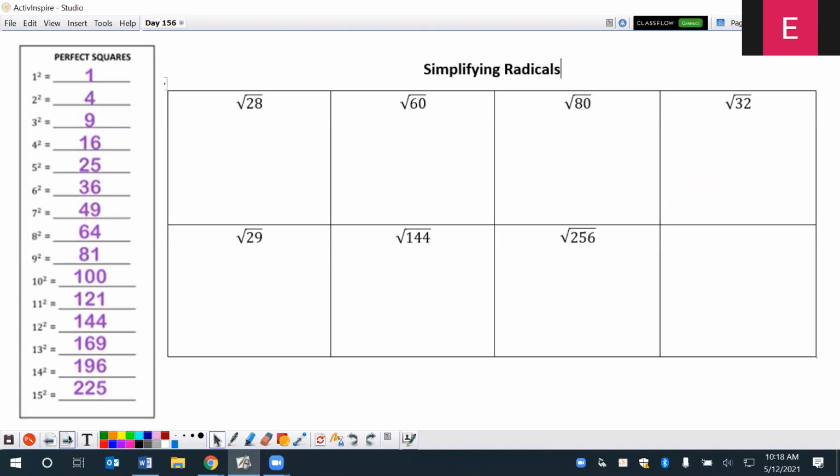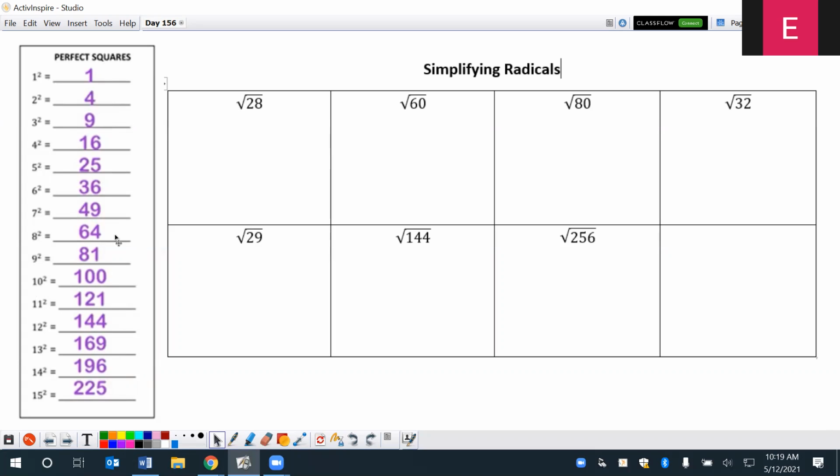All right, so like I said, we are simplifying radicals. This is something you need for geometry. And in your warm-up for today, which you should have already completed, I asked you to take the squares from the numbers 1 all the way to 15. So you were just squaring each number. And what that does is it creates the list of perfect squares.